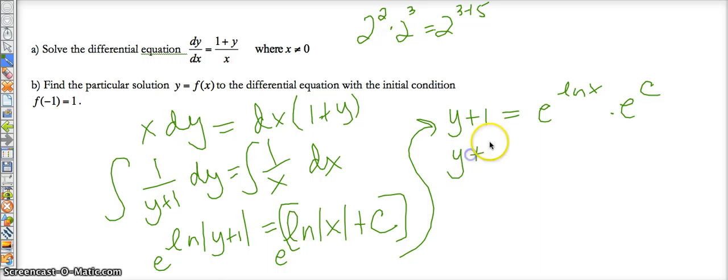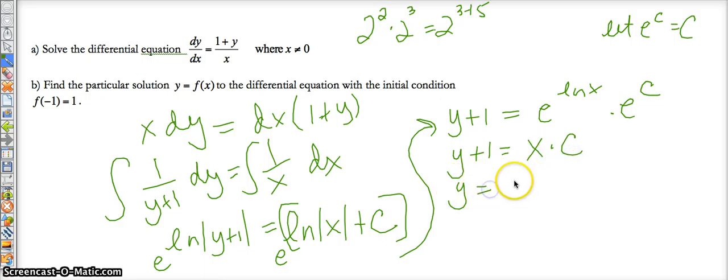So we get y plus 1 equals over here, and then e to the natural log of x is simply x. And then over here, if I do e to a constant, it's going to equal a constant. So we always like to say let e to the c equal c. So this is going to be equal to c times x. So technically, if I solve for y, it's going to be cx minus 1. And what's interesting is your general solution actually looks like a linear function.